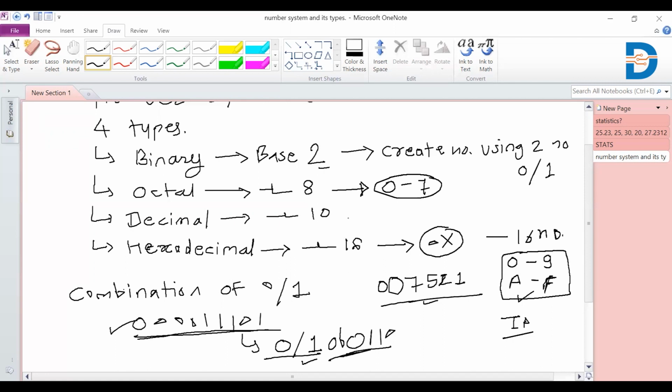Now, what about decimal format? Decimal format generates the numbers from 0 to 9. In real life, we use decimal numbers only. In front of a decimal number, there is nothing, no 0b. If it is a binary number, we use 0b. If it is an octal number, we use 0o. For hexadecimal, we use 0x. But for a decimal number, we don't use anything. So let's start the practical.